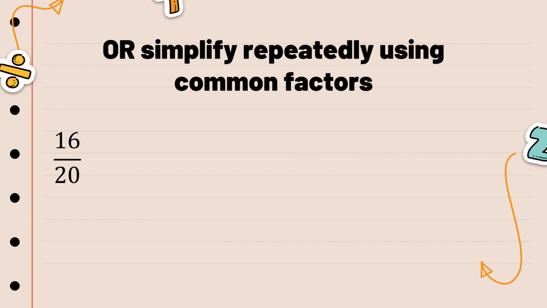Now you can use the highest common factor, or you can simplify repeatedly using common factors. What that means is that I might do it once, twice, or even 3 times using factors that I know are factors of both the numerator and the denominator. For example, with 16 over 20, I know that they're both even numbers, so obviously 2 is a factor of both. So I'm going to start by dividing both the numerator and the denominator by 2, which will give me 8 over 10. Now this is not the simplest form, so I'm going to simplify it again using another common factor. Again, they're both even numbers, so I'm going to go back in and divide both by 2. This is going to give me 4 over 5.